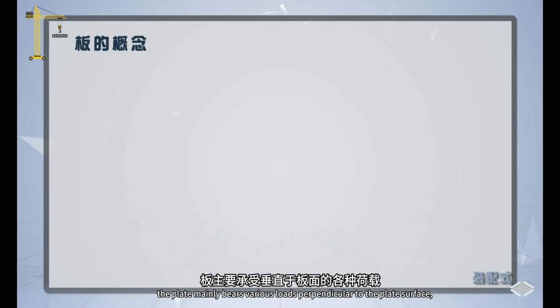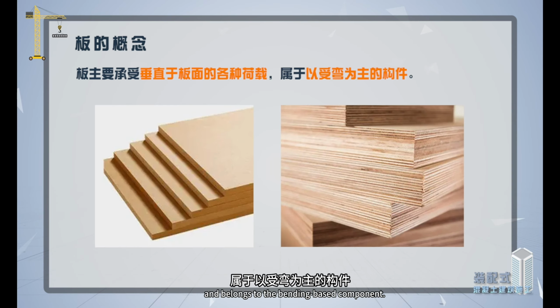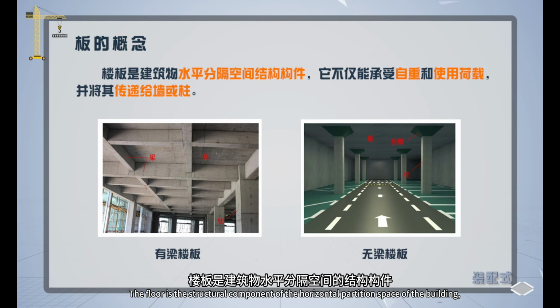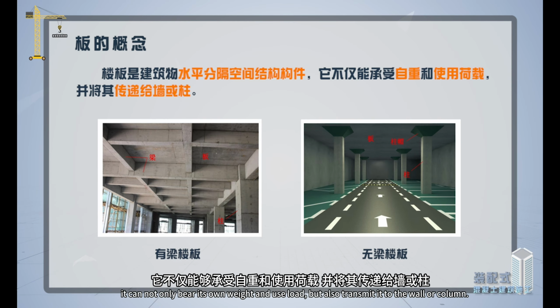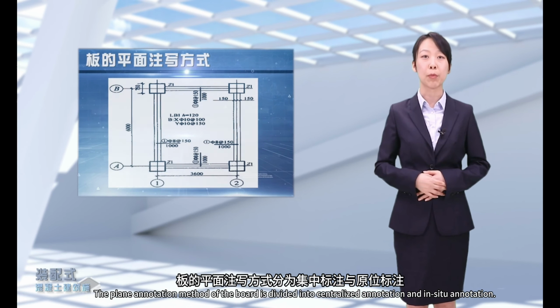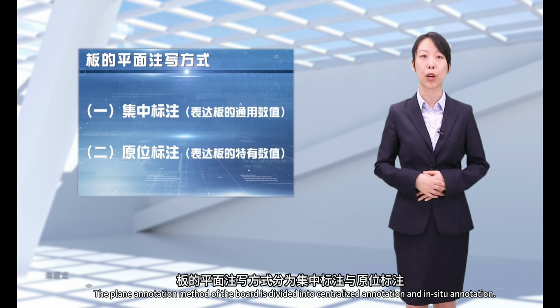The slab mainly bears various loads perpendicular to the slab surface and belongs to the bending-based components. The floor is the structural component that horizontally partitions the space of the building. It can not only bear its own weight and the use load, but also transmit them to the wall or column. The plane annotation method of the slab is divided into centralized annotation and in situ annotation.